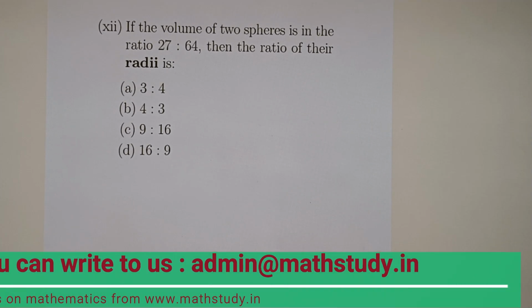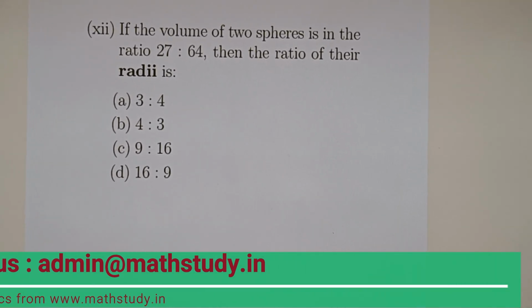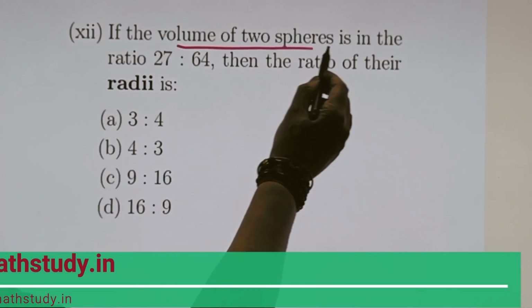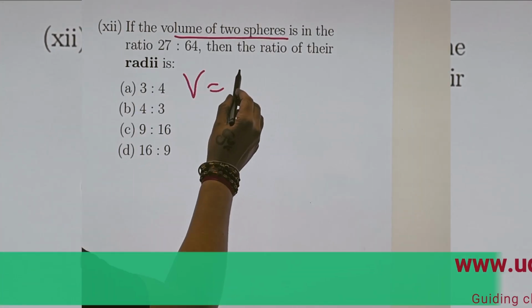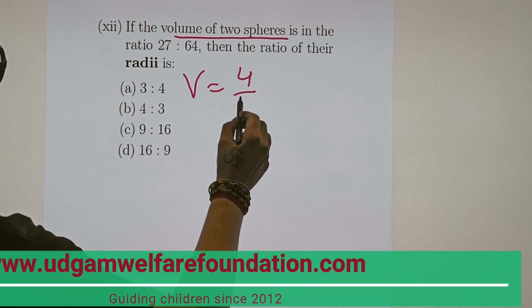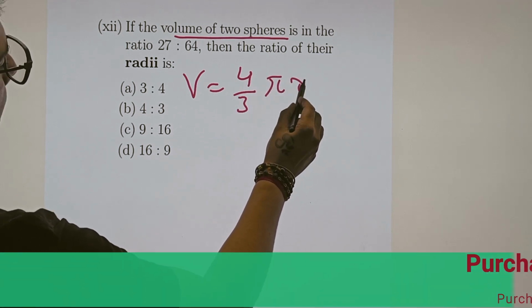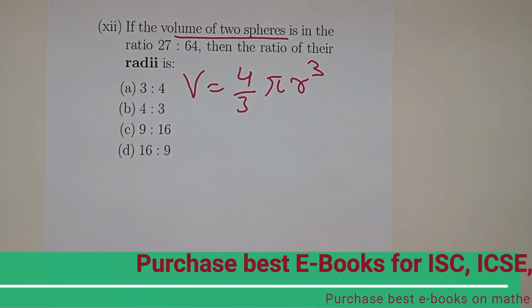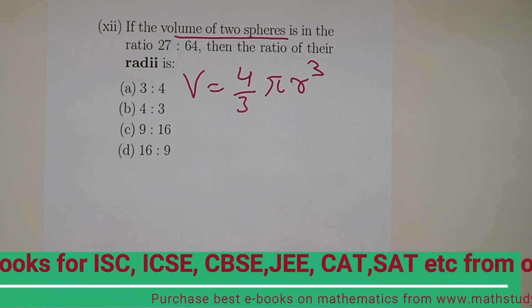Now let's move towards part 12 of question number 1. So students, this is part 12 of question number 1. It is an easy part. Basically, we need the volume of the two spheres, and we know that the volume of a sphere is 4 by 3 pi r cube.